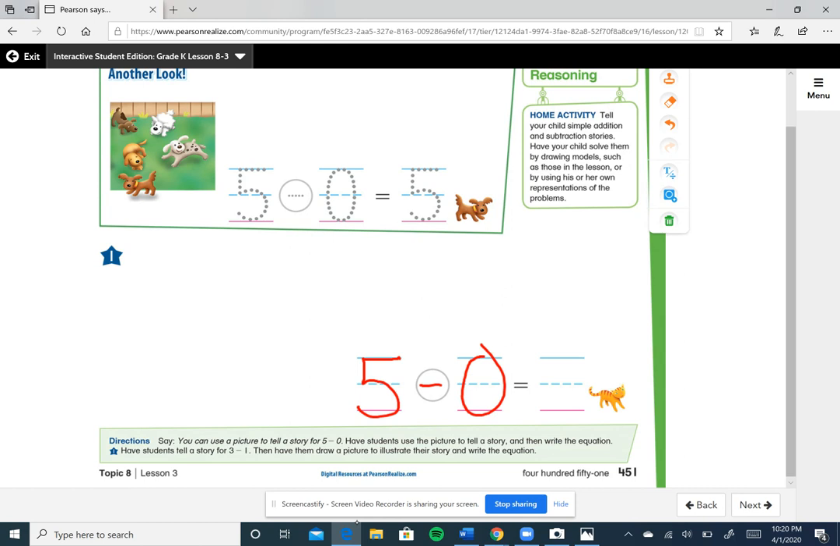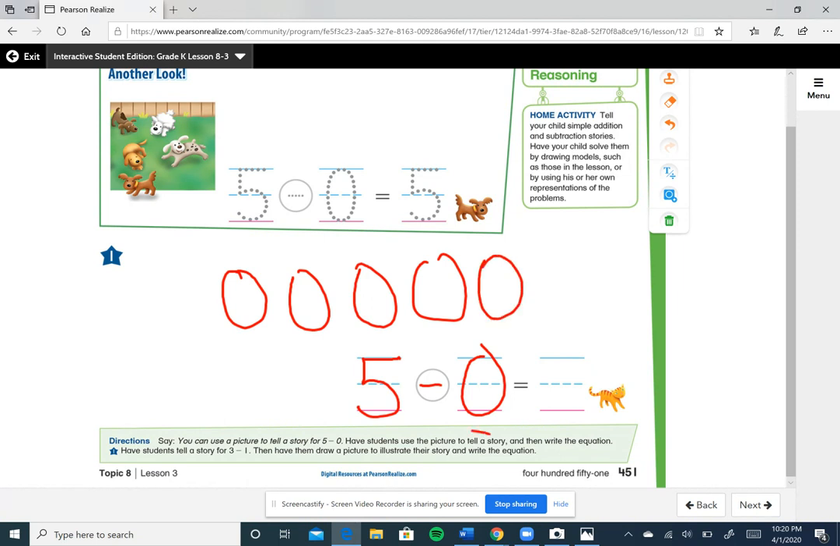Let's draw a picture. So I'll draw my 5 pieces of candy. 1, 2, 3, 4, 5. And then I need to cross out 0. So, okay, I crossed out 0. How many do I have left still? 1, 2, 3, 4, 5. So 5 minus 0 equals 5 is the equation.